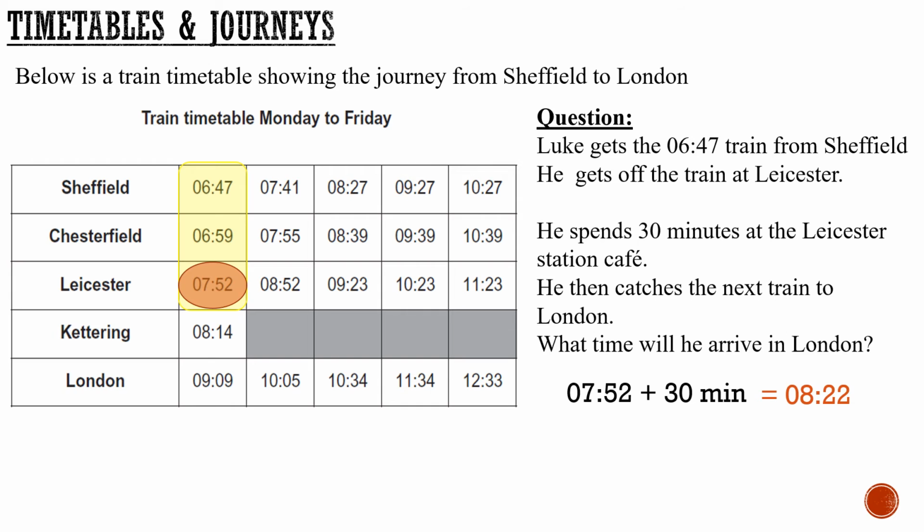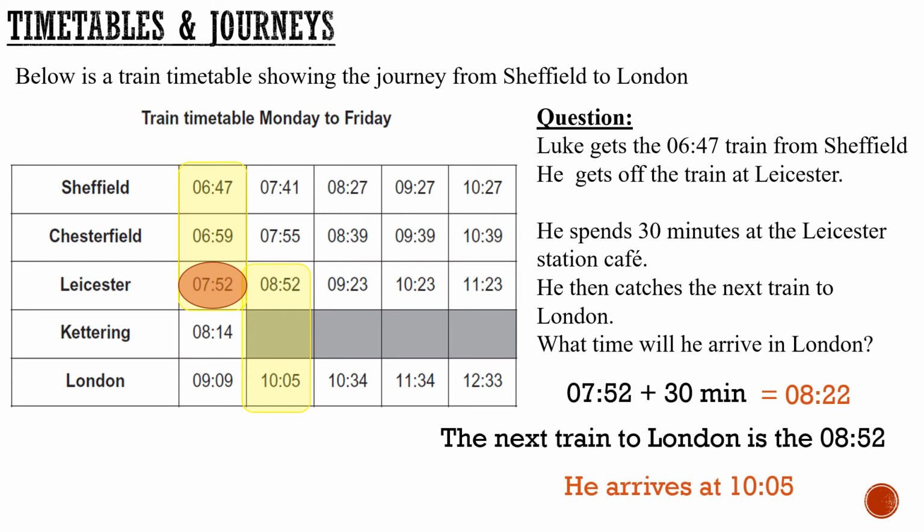Okay, so then it says he catches the next train to London. So we're already at 8:22 of the time. The next available train he can get is the 8:52 train, this one here. So we're going to get that train from Leicester to London, which means that he will arrive at 10:05.